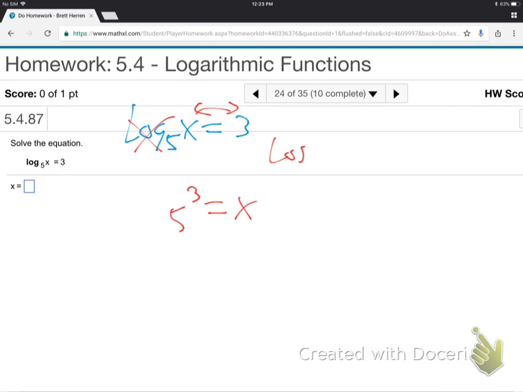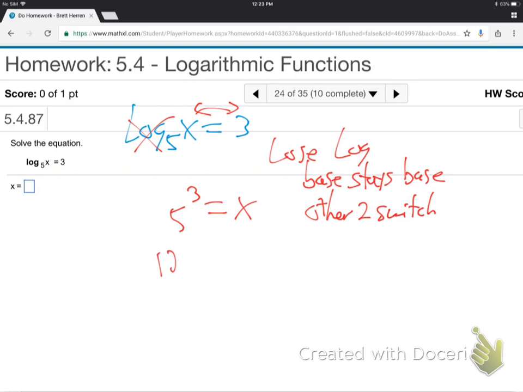When you lose the log, base stays the base. Other two switch. Okay, then what's 5 to the third? Calculator tells you 125. 5 to the third power. Good? Questions?